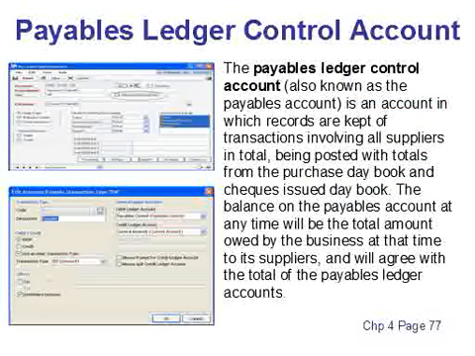The payables ledger control account. The payables ledger control account, also known as the payables account, is an account in which records are kept of transactions involving all suppliers in total, being posted with totals from the purchase day book and cheques issued day book. The balance on the payables account at any time will be the total amount owed by the business at that time to its suppliers, and will agree with the total of the payables ledger accounts.